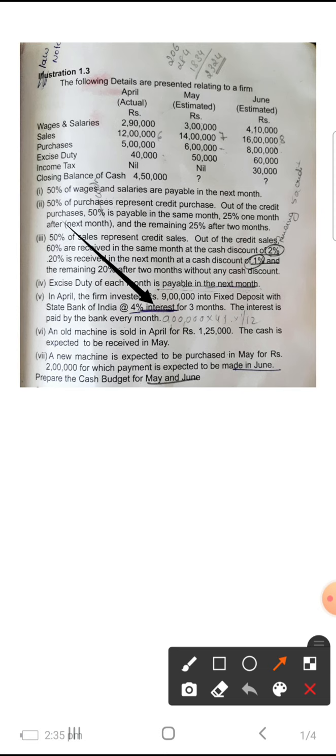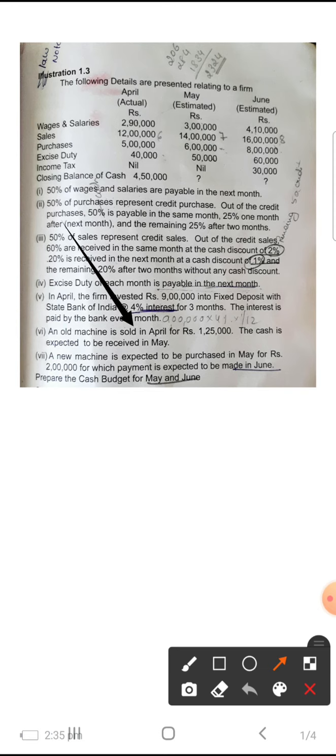Now excise duty of each month is payable in the next month. It means excise duty of April is paid in May, May is paid in June. In April, a firm invested 9 lakh on a fixed deposit with the State Bank at 4% interest for 3 months. The interest is paid by the bank for every month. They have made the investment in April and they will pay interest of 4% for 3 months. It means April, May and June they will get interest of 9 lakh into 4% for each month.